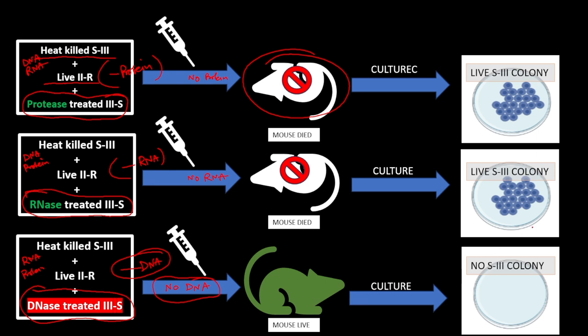And even at the culture level, when they cultured the bacteria, they found that they were able to recover the live S bacteria in the absence of protein and RNA, but they could not isolate live S bacteria in the third condition, when DNA is not present. Instead, they got the R type bacteria, R2. So this confirmatively proved that DNA is the genetic material.